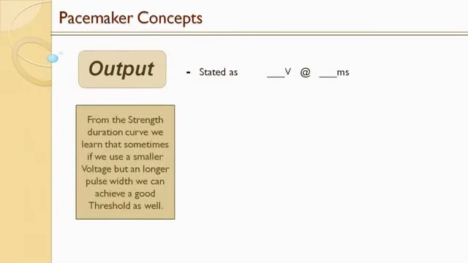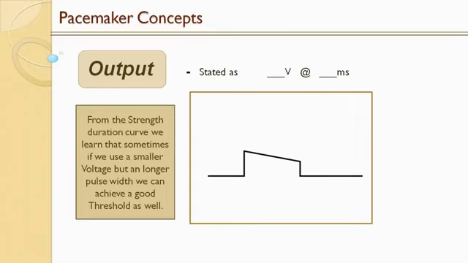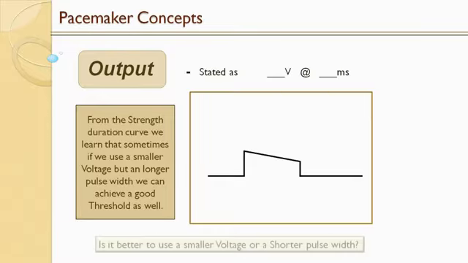From the strength duration curve, we learned that sometimes if we use a smaller voltage but a longer pulse width, we can achieve a good threshold as well. If we were to draw it out, it would look something like this. We have a smaller voltage, but it's being delivered over a longer period of time. So is it better to use a smaller voltage or a shorter pulse width?